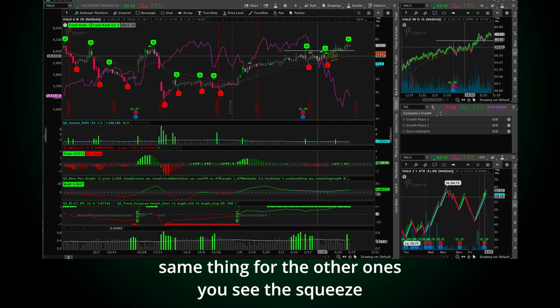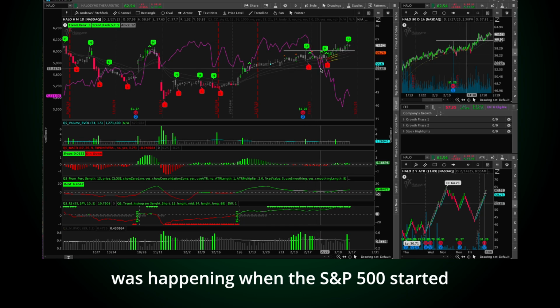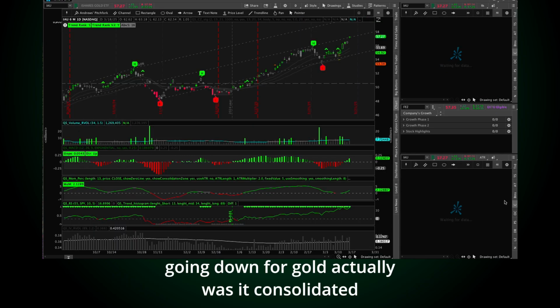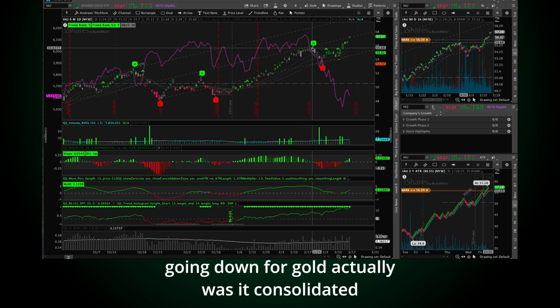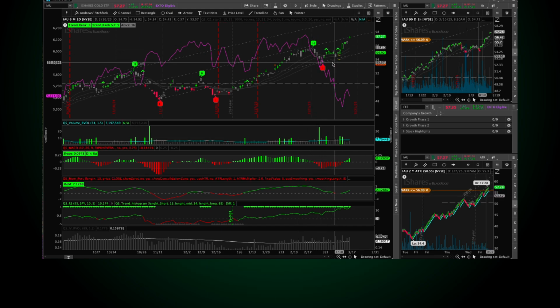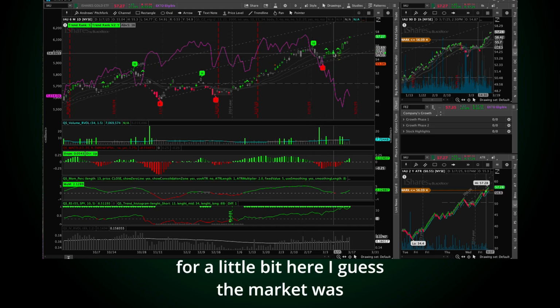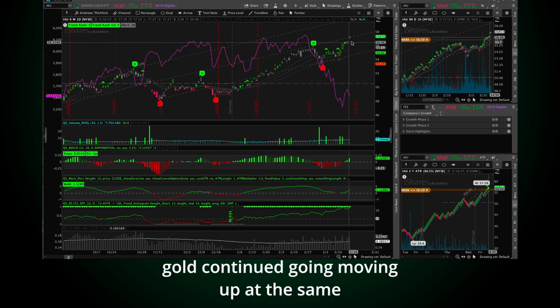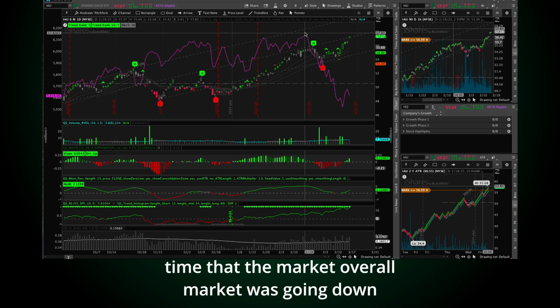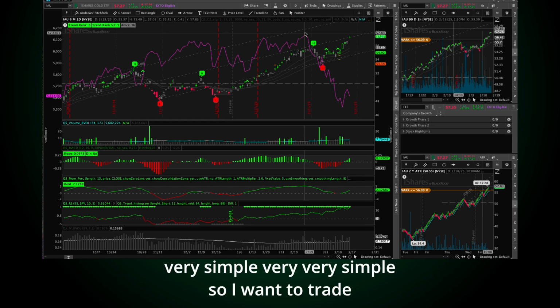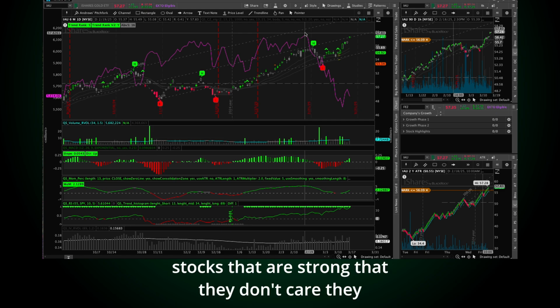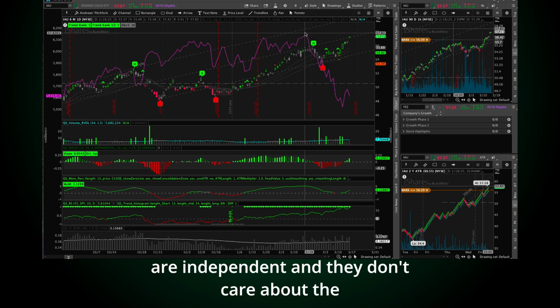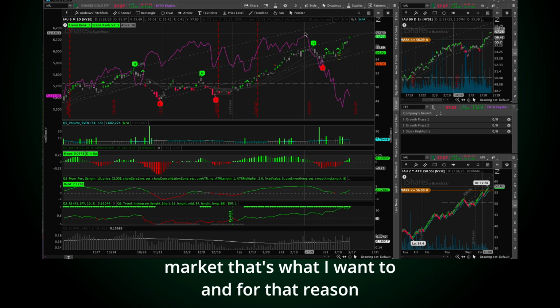You see? The squeeze is what's happening when the S&P 500 started going down. For gold, actually it consolidated for a little bit here. I guess the market was trying to figure out what was happening. And then gold continued moving up at the same time that the overall market was going down. Very simple, very, very simple. So I want to trade stocks that are strong, that are independent, and they don't care about the market. That's what I want.